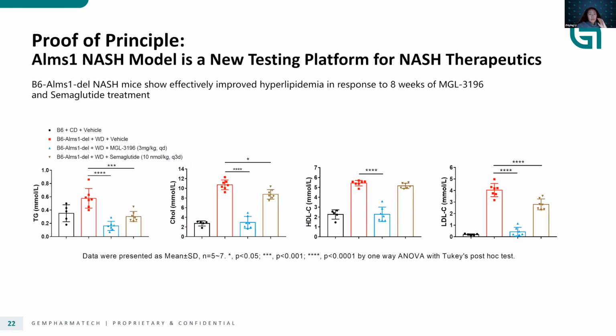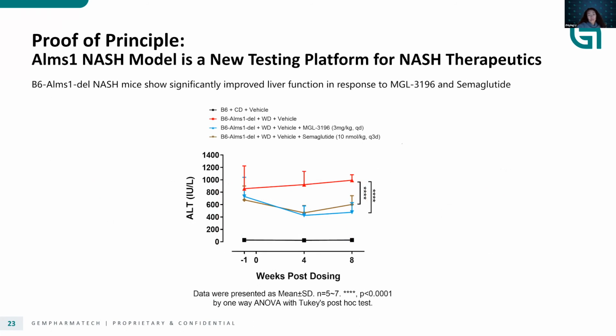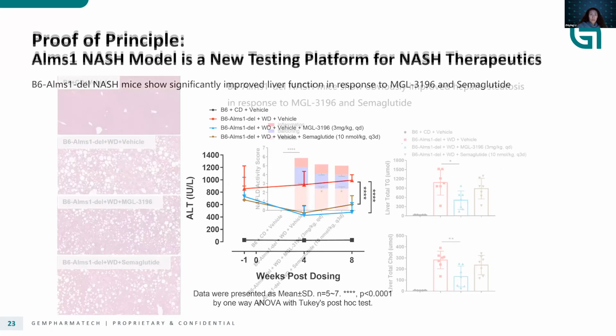At the same time, this is the lipid profile. So with the drug treatment, you can see from these plots, both of them are effective in terms of reducing the total fat accumulation in the liver. And this is the liver function. So the two drugs were able to restore partially the liver function in these animals.